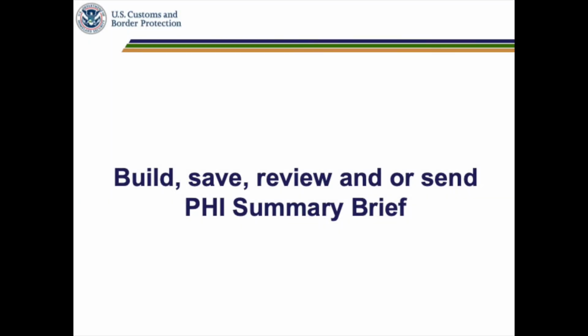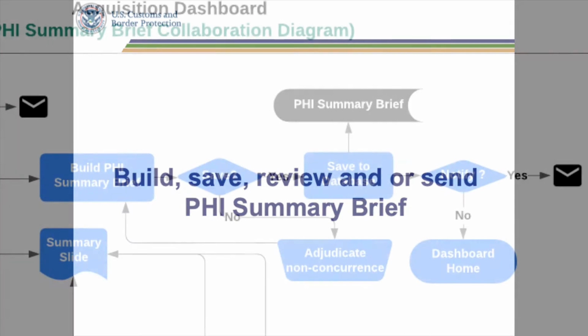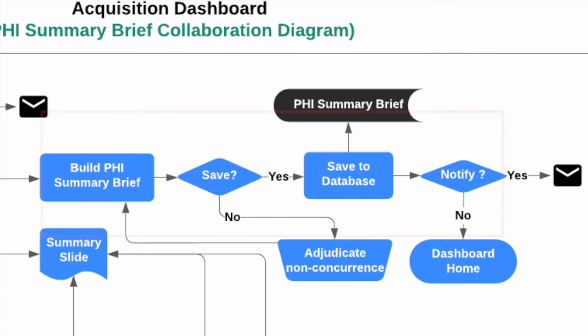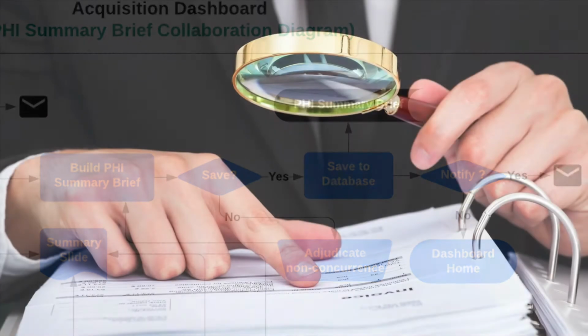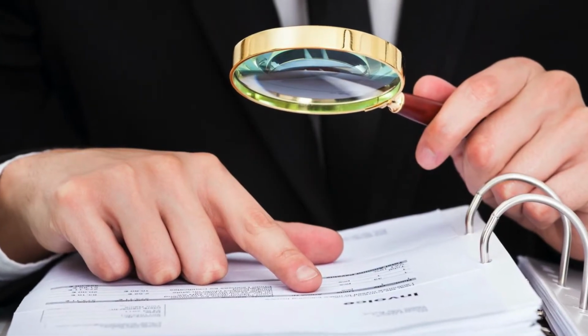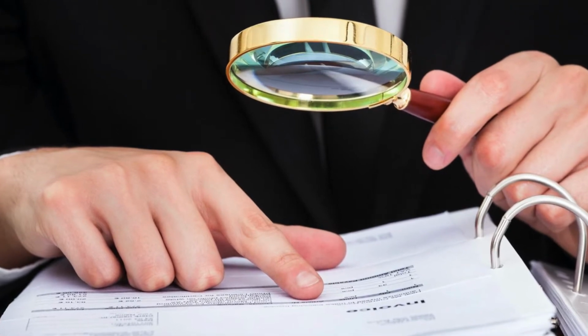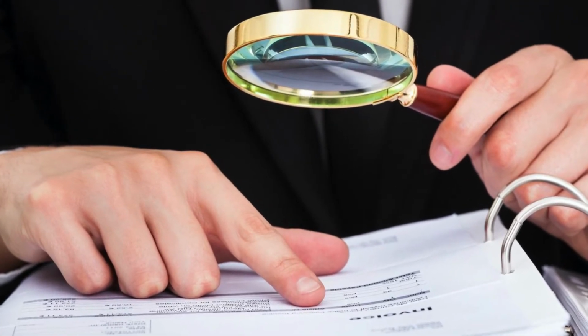Build, Save, Review, and/or Send PHI Summary Brief. The Build, Save, Review, and/or Send PHI Summary Brief process allows licensed users within the Office of Acquisition to build the PHI summary briefs from the most recent data stored in the dashboard database. The process also facilitates the review and validation of generated PHI summary briefs for any missing data fields.